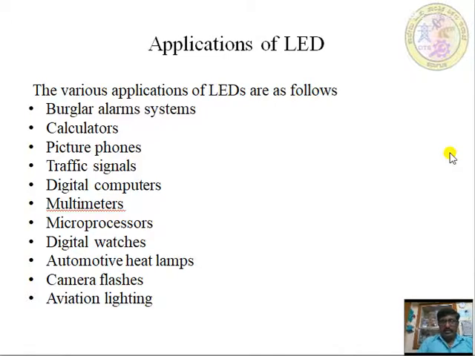Applications of LEDs: almost all electronic goods we find use LEDs. Some applications are burglar alarm systems. We use them in calculators, picture phones, traffic signals, digital computers, multimeters, microprocessors, digital watches, automatic heat lamps, camera flashes, and aviation lighting. Instead of normal bulbs, nowadays we come across LED TVs, LED watches and LED wristwatches. So almost the whole world is being replaced by LEDs right now.